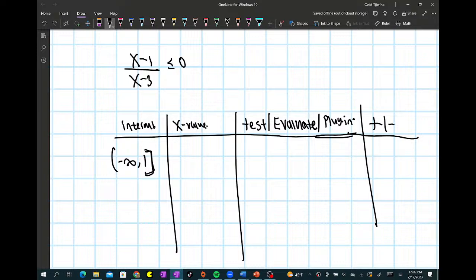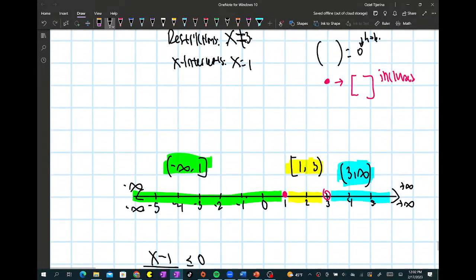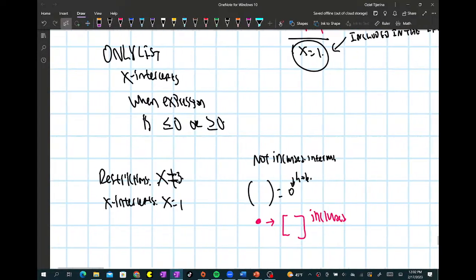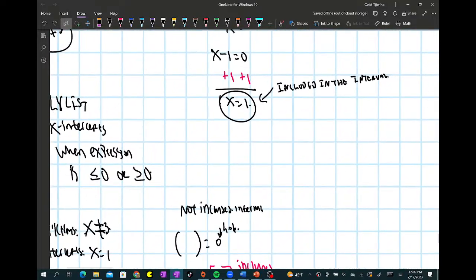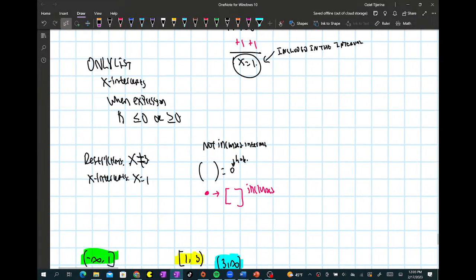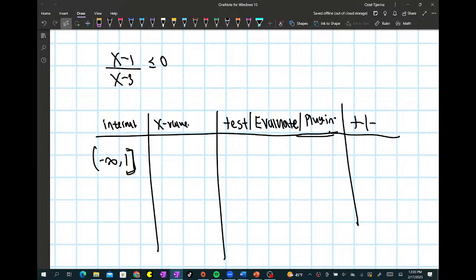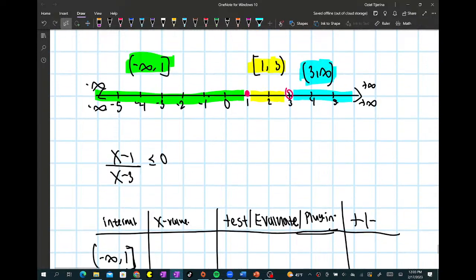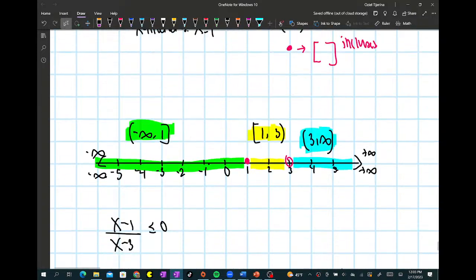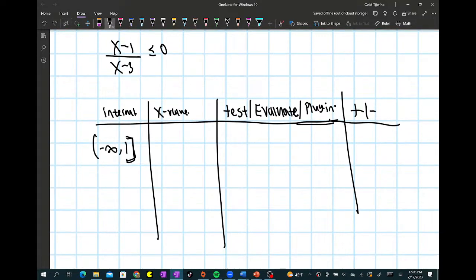I do not need to do x equals 1. That is exactly why we did the restrictions as well as the x-intercepts, because you don't want to waste your time trying to plug in 1 if it's included or not included, etc. So that's why we stated our restrictions as well as our x-intercepts. So now we're going to pick an x value that is less than 1. So we can pick x equals 0.